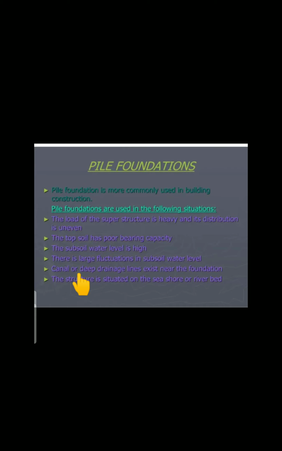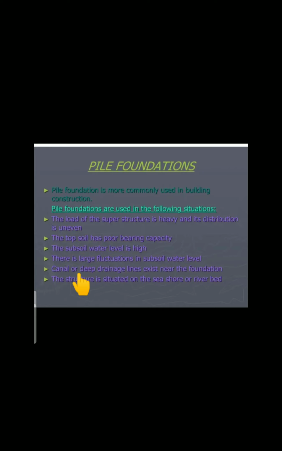Pile foundations are used in the following situations. The load of the superstructure is heavy and its distribution is uneven. When you are going to use the pile foundation, the load coming on the structure is very high, and the load distributed to the ground is uneven, so at that time we use the pile foundation. Topsoil has poor bearing capacity, so this is one of the reasons why we use the pile foundation.